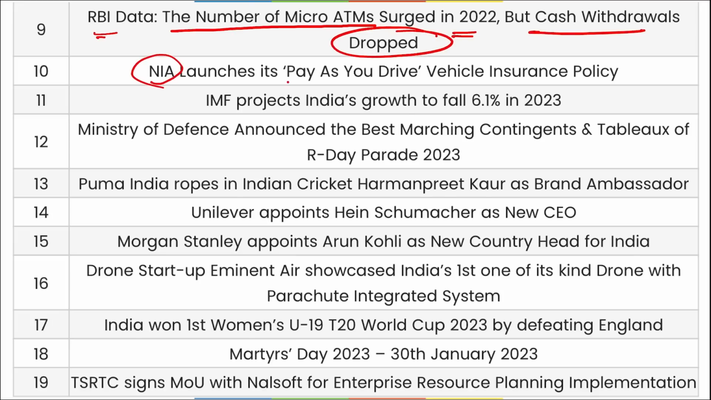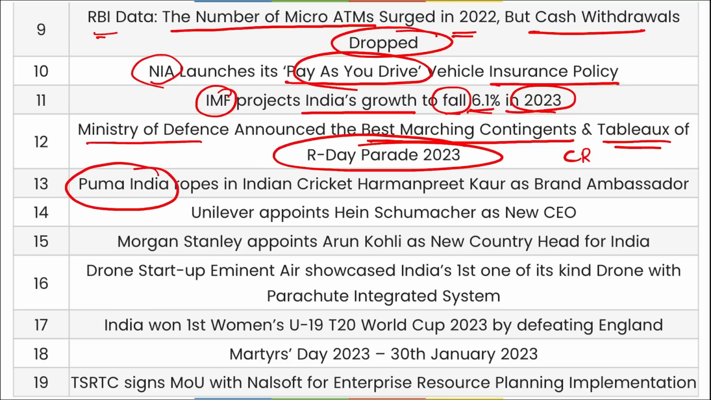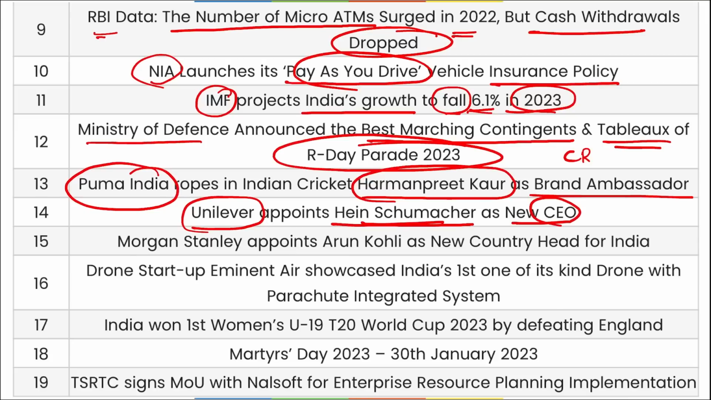NIA has launched its pay-as-you-drive vehicle insurance policy. IMF projected India's growth to fall to 6.1% in 2023. Ministry of Defence announced the best marching contingent and tableau of the Republic Day parade, and CRPF was the best marching contingent. Puma India has appointed Indian cricketer Harmanpreet Kaur as their brand ambassador. Unilever has appointed Hein Schumacher as the new CEO. Morgan Stanley has appointed Arun Kohli as the new country head for India.